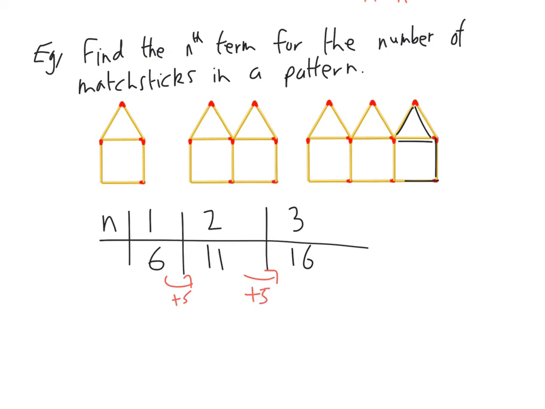So the 5 times tables does that: 5, 10, 15, goes up in 5s. The 5 times tables is called 5n, 5 multiplied by the term number. 1 times 5 is 5, 2 times 5 is 10, 3 times 5 is 15. So this sequence, 6, 11, 16, would be the 5 times tables, but 1 more. And that is the nth term to find the number of matchsticks in a pattern.